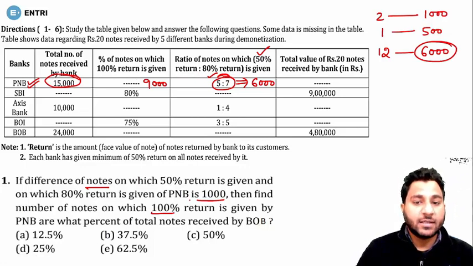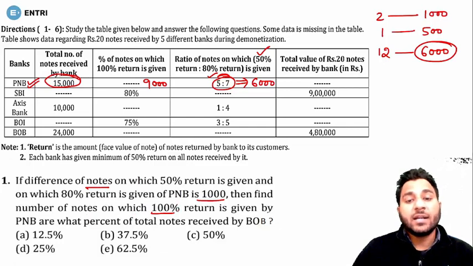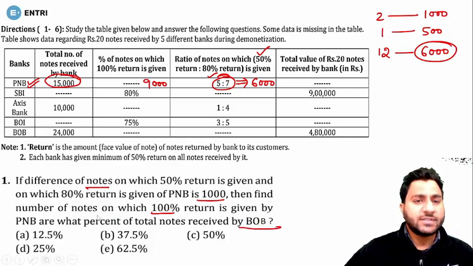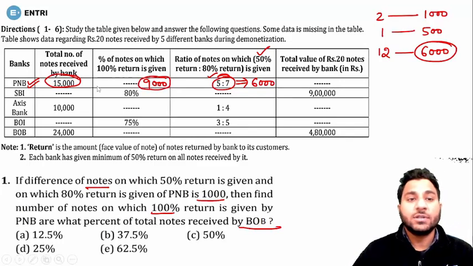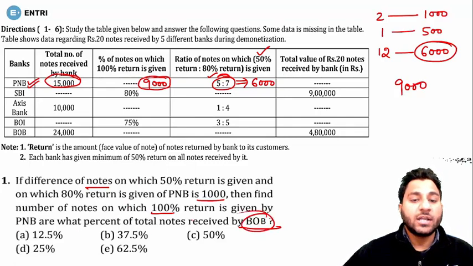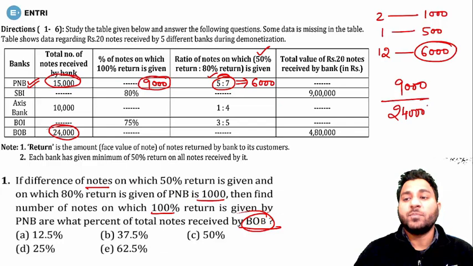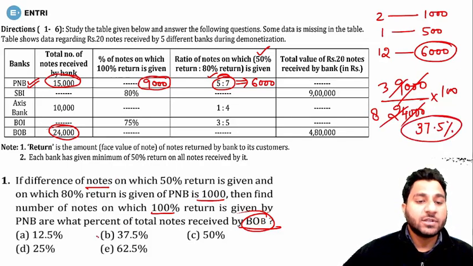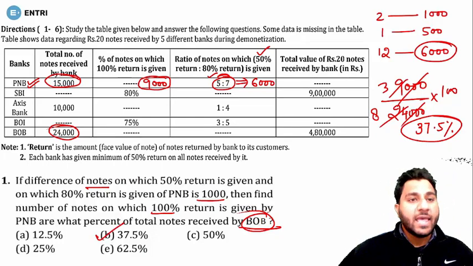Now they are asking, find the number of notes on which 100% return is given by PNB, as what percent of total notes received by BOB. So it's a very easy question. As you can clearly see, you have got 9000 notes on which you will get 100% return. Let's compare 9000 with BOB's total notes received, which is 24,000. It's a simple one and I'm sure you will love that. 3 by 8 means 37.5%. It was a piece of cake question. If you get the question correct, you will do everything correct.